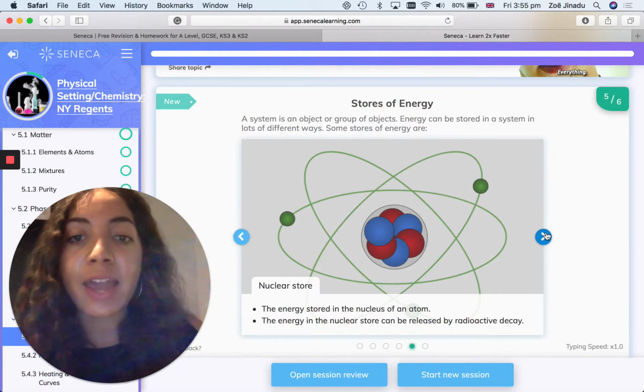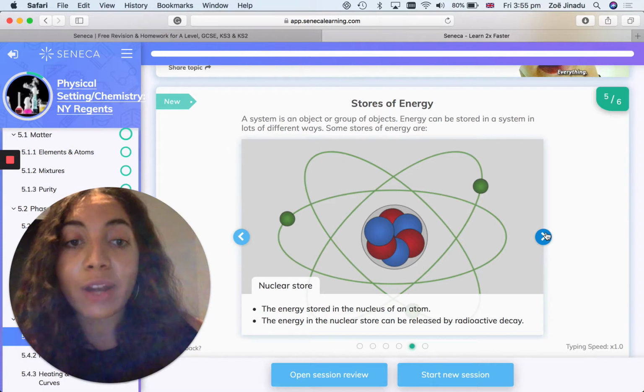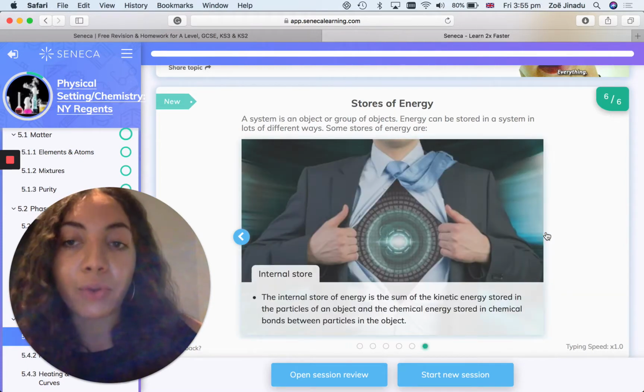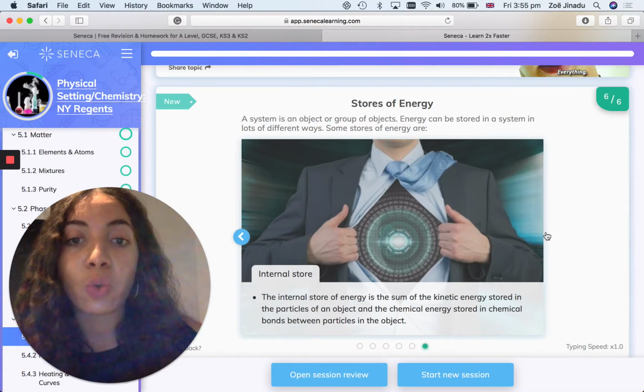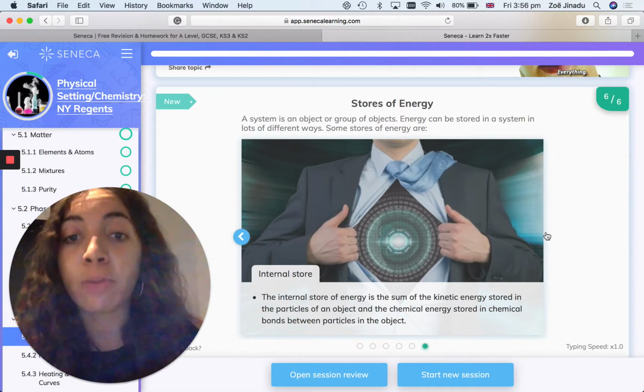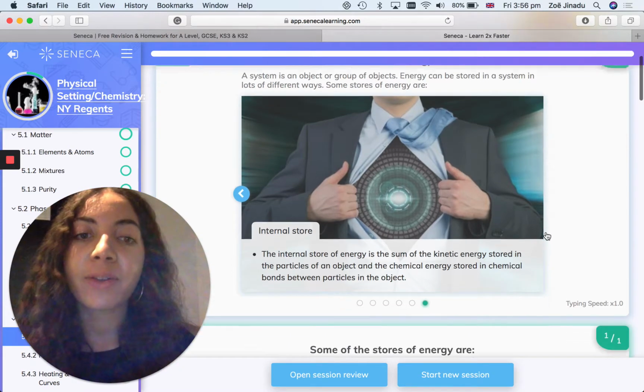Nuclear store, the energy stored in the nucleus of an atom. The energy in the nuclear store can be released by radioactive decay. And the internal store. The internal store of energy is the sum of the kinetic energy stored in the particles of an object and the chemical energy stored in chemical bonds between particles in the object.